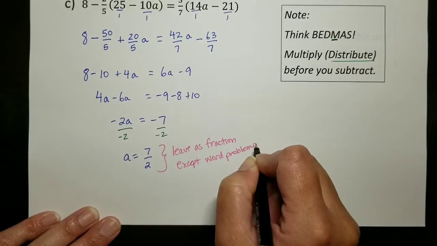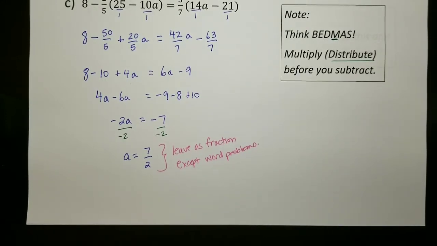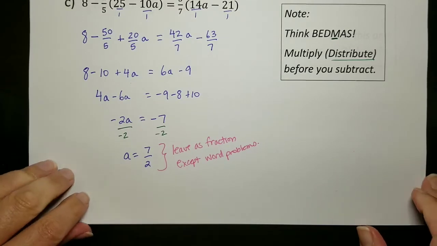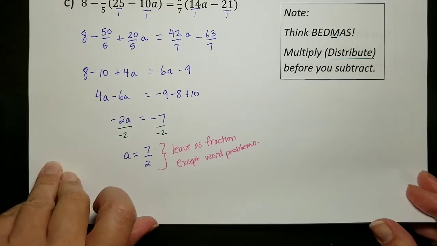So unless it's a word problem, you're going to leave your answer as a fraction. If it's a word problem, if the question is asking how many cans of paint they need to paint the room, you're not going to say, I need 7 over 2 cans of paint. You'd say, I need 3.5. You would divide them to give a decimal answer for any real life situation.